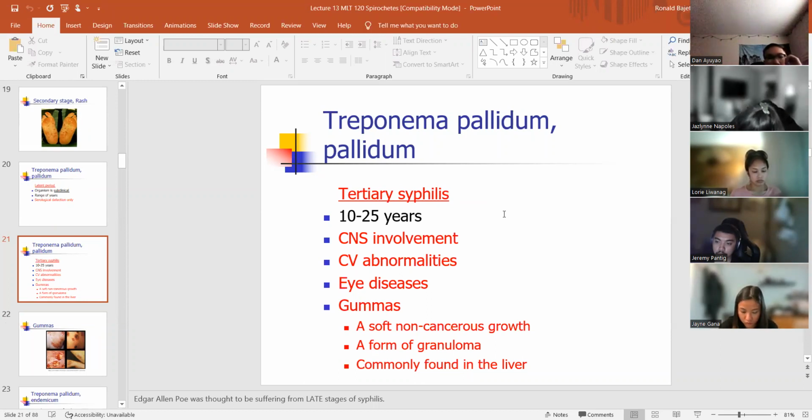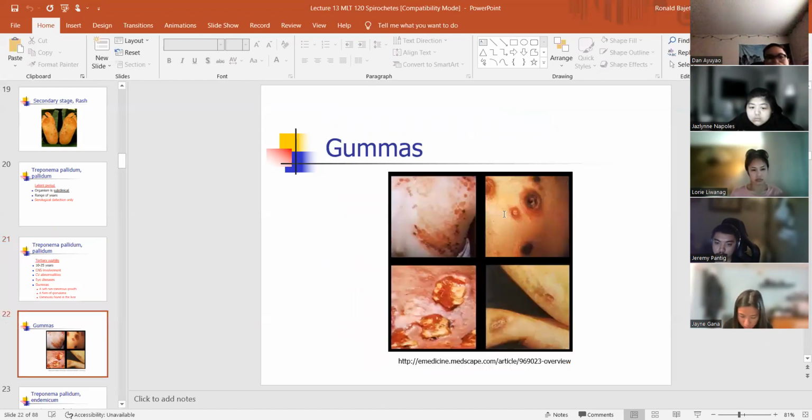So here in the tertiary syphilis, you have CNS involvement, the central nervous system, cardiovascular abnormalities, you have eye diseases, and you have what's called gummas that develop. What gummas are, soft, non-cancerous growths. It's a form of granuloma, and it's commonly found in the liver, but they're also found outside the body as well, these gummas, okay? And so here are pictures of gummas of patients who are infected.